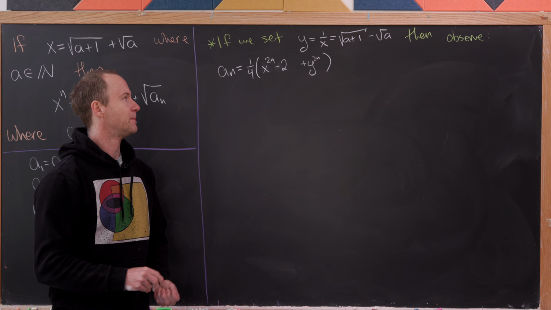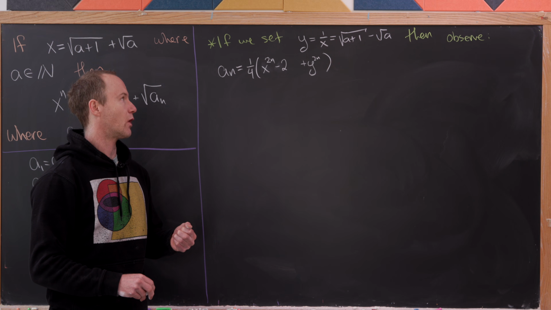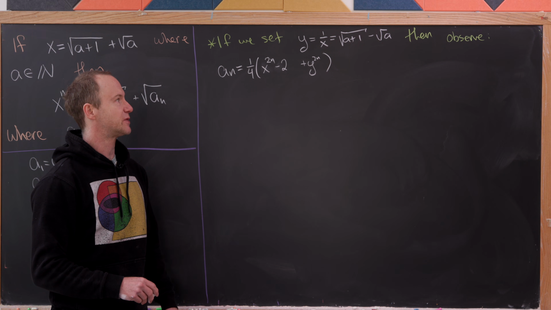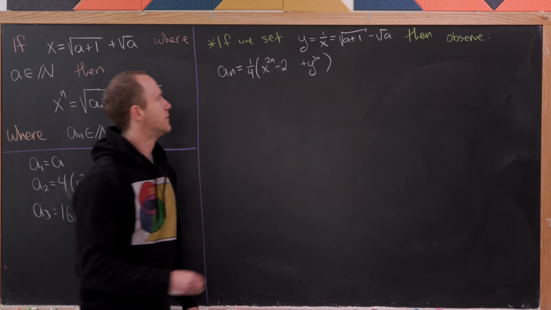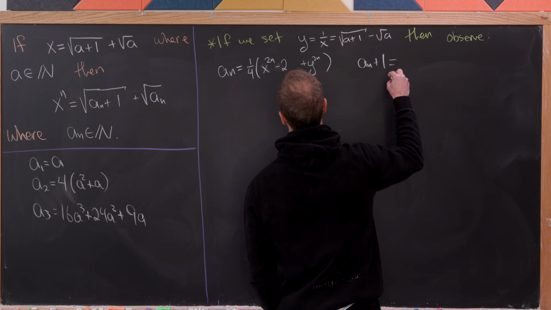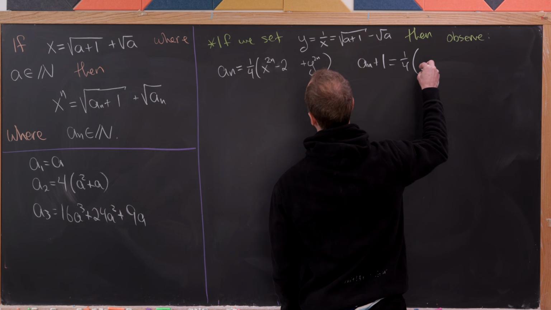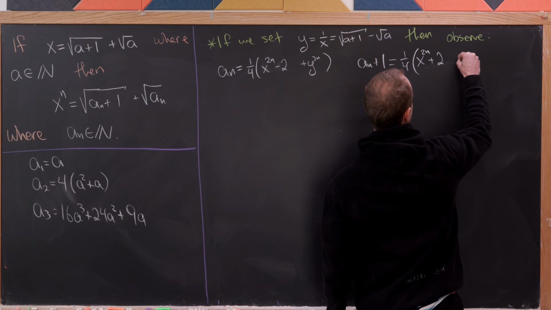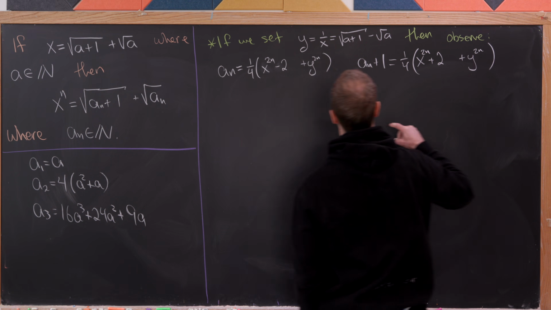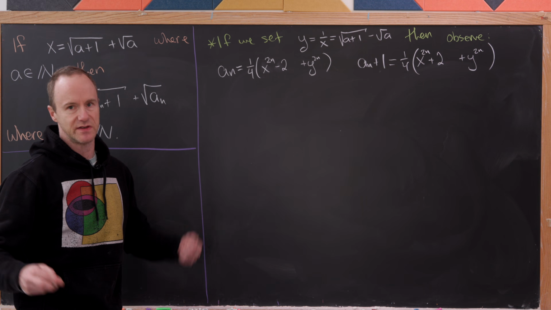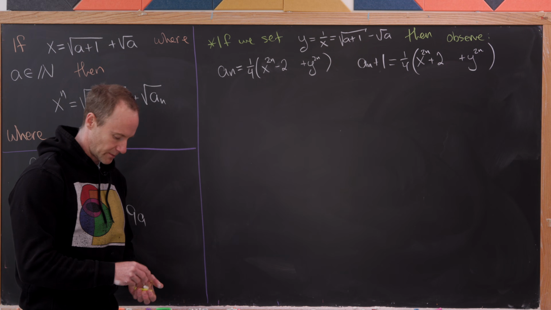So here we've got a sub n, which seems like it's 1/4 times x to the 2n minus 2 plus y to the 2n. But notice that means that a sub n plus 1 is equal to 1/4 times x to the 2n plus 2 plus y to the 2n. That's because if I add 1 here, it's like adding 4 inside of this thing that's being multiplied by 1/4.